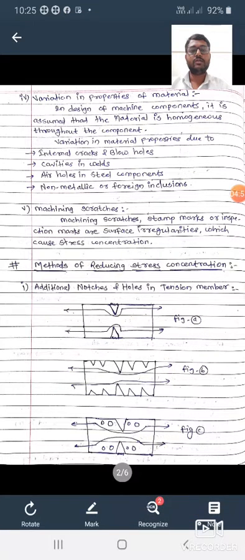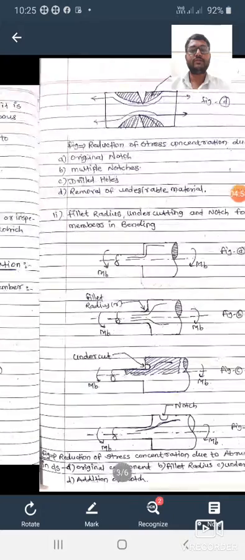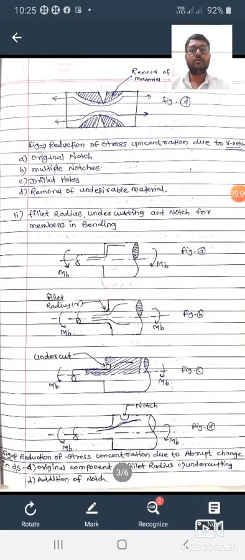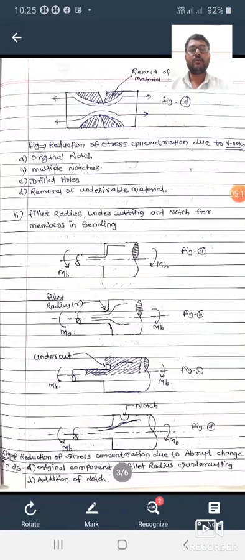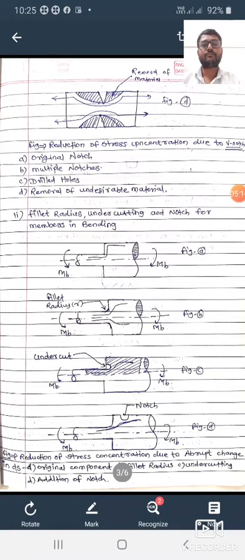Figure C shows blowholes or multiple drill holes provided on the plate, due to which stress concentration reduces, meaning the arrow lines are getting straighter and straighter. Then next is removal of undesired material from the plate. The figure shows the removal of material below the notch, due to which stress concentration reduces.